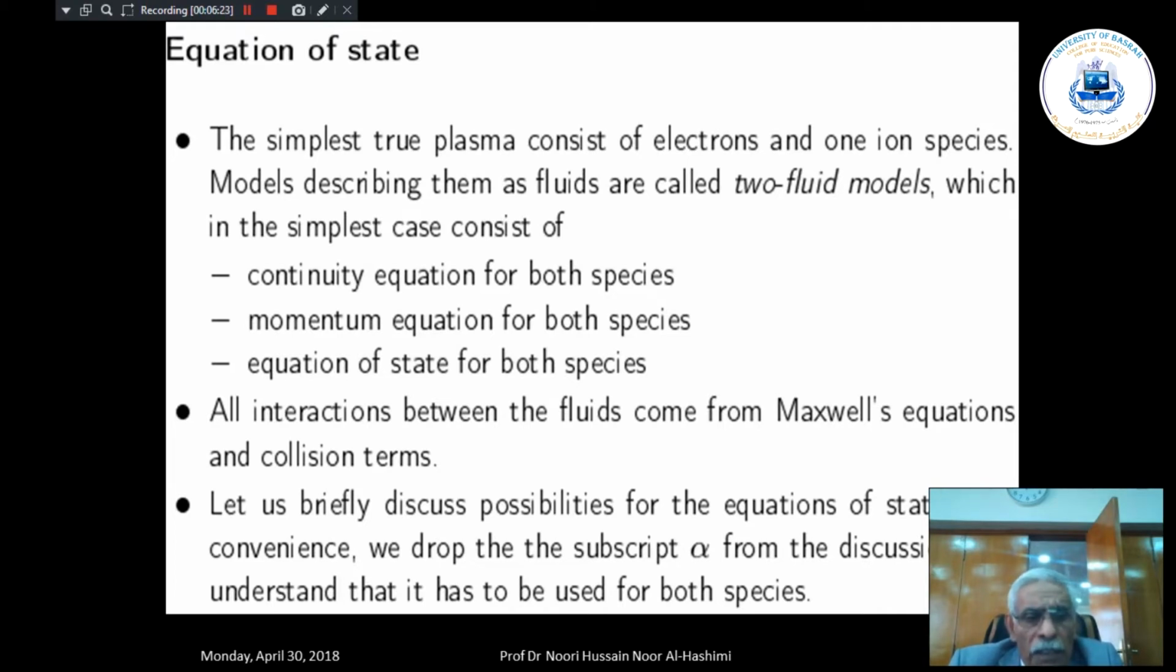Let us briefly discuss possibility for the equations of state. For convenience, we drop the subscript alpha from the discussion, but understand that it has to be used for both species. What applies to the electrons will apply to the ions. There is no need to use alpha, but when we come to the application later we apply it. If we apply it to electrons, then the variables that belong to electrons, mass, density and number of electrons, are taken with the electrons. If we apply it to ions, then they belong to the ions.